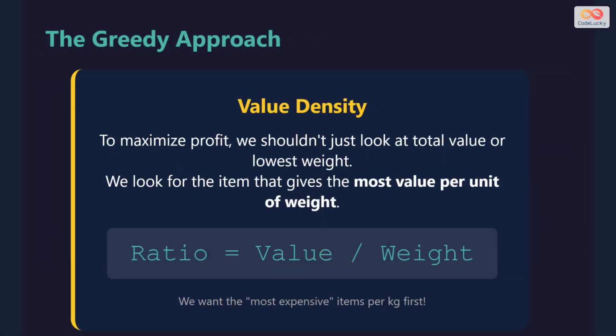To solve this efficiently, we use a greedy approach. This means we make the locally optimal choice at every step. We do not just grab the most expensive item because it might be extremely heavy. We also do not just grab the lightest item because it might be worthless. Instead, we look at the value density. We calculate the value per single unit of weight. Essentially, we want to know which item gives us the most money for every kilogram of weight it takes up.